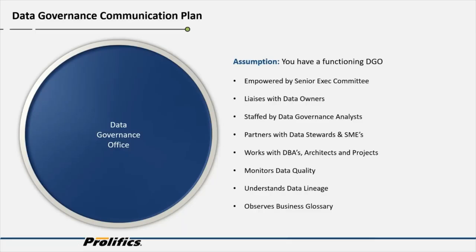All right, thank you. So for a data governance office, I'm going to assume that you have sponsors at the executive committee. You have communications with the business owners. You have data governance analysts that are assigned to the data governance office and work with subject matter experts and data stewards, as well as DBAs, architects, and projects. They also monitor data quality, data lineage, and what goes in and out of the business glossary. Next slide, please.